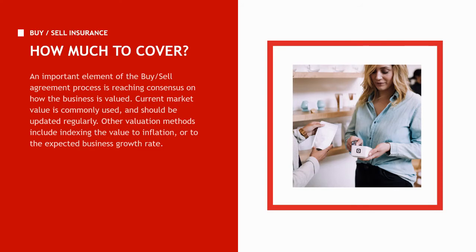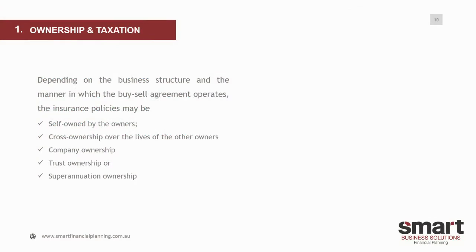Other valuation methods might include, say, indexing the value to inflation or expected business growth rate, but that is something that does need to be agreed up front. So when you're looking at these types of insurance policies, the devil is in the detail when it comes to ownership and taxation. There are a few different ownership structures, and each of them comes with different tax implications. When we're working with you to look at the most appropriate structure, it is critical for us to understand who the shareholders are and how they're structured personally, so that we can consider the ownership and the taxation to ensure we get the best outcome for the business.